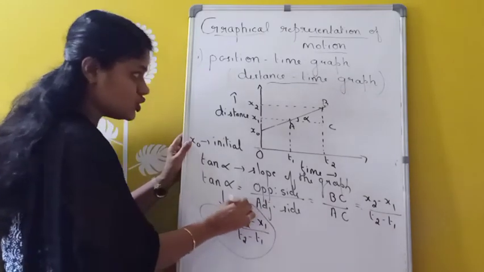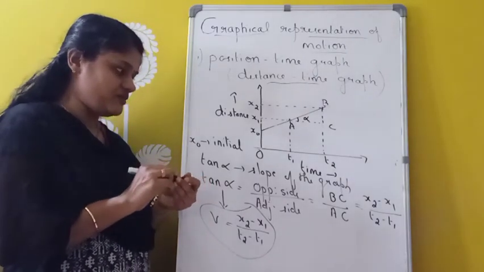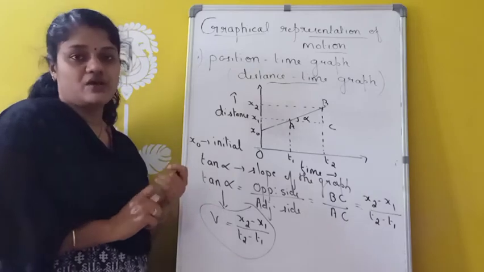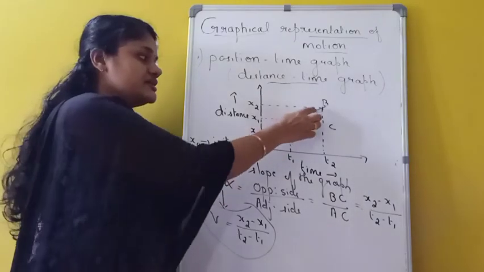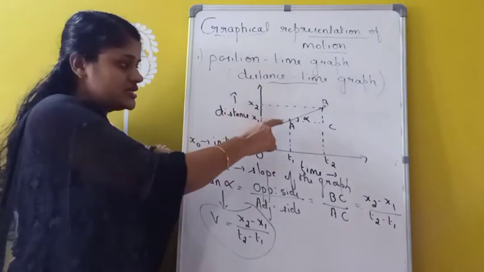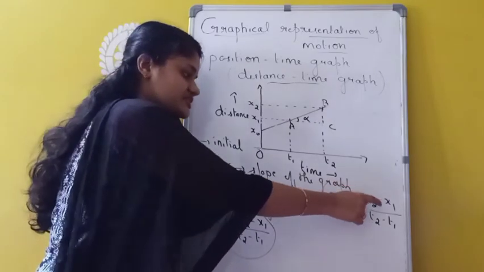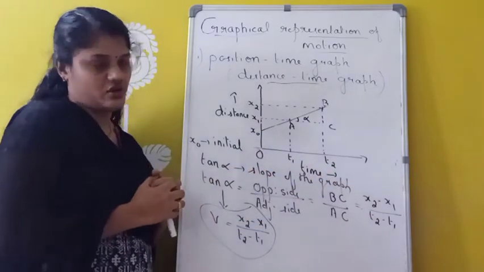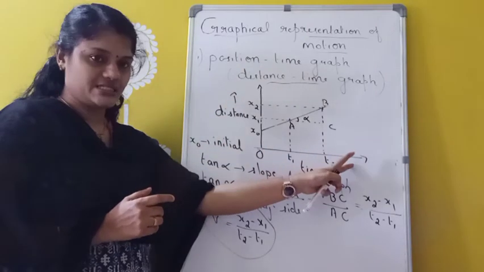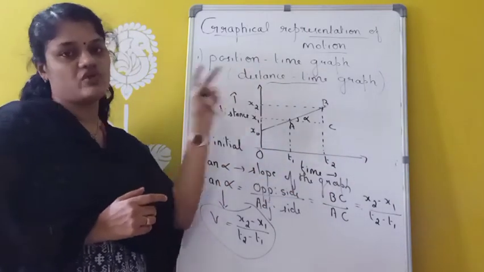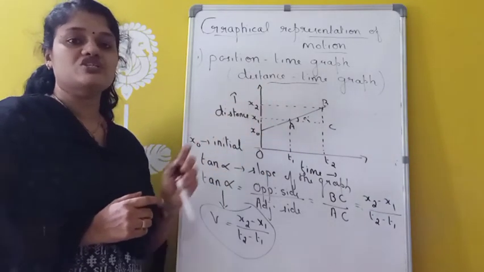So from the slope of the distance time graph or position time graph, we can find the velocity. And how will you find the slope of a graph? We have to find the tan of the angle made by the graph with the horizontal. Here tan alpha equals BC by AC, that means x2 minus x1 divided by T2 minus T1. So this position time graph is a graph drawn with time along the x direction and distance along the y direction, and from the slope of this distance time graph we can find which quantity?